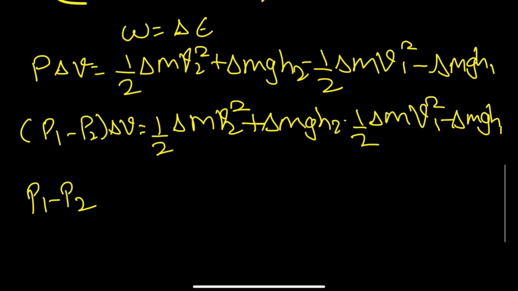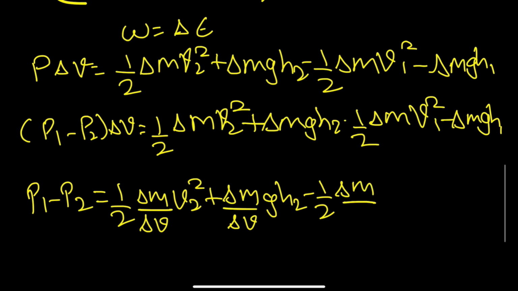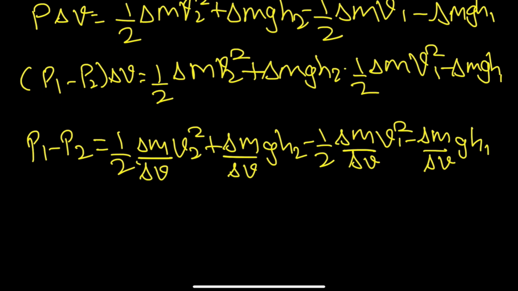Now P1 minus P2 would be half delta M by delta V V2 square plus delta M by delta V g H2 minus half delta M by delta V V1 square minus delta M by delta V g H1. Now how is this possible? I've written delta M by delta V. What I did in this step is that I divided the entire equation by delta V, both the sides by delta V. That's why it came here.